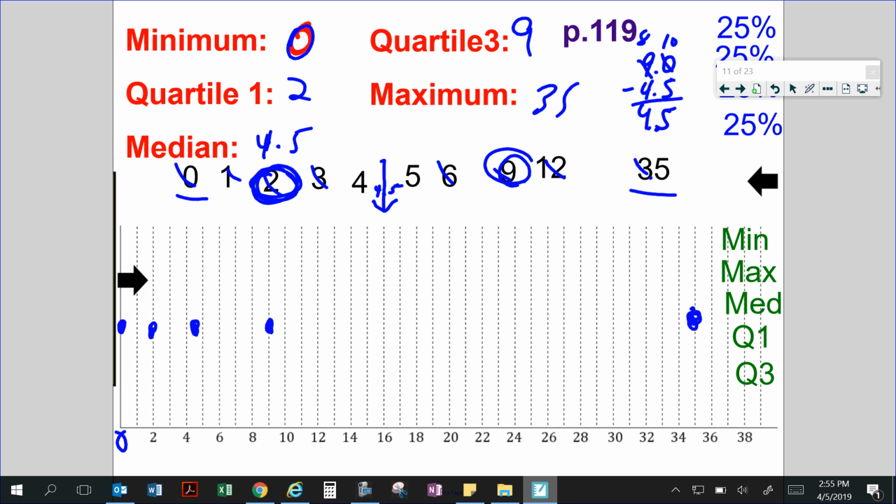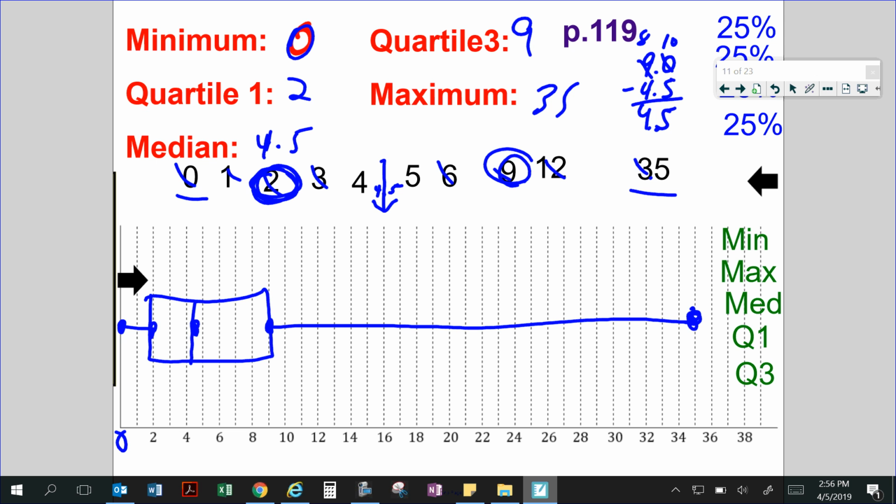Now we need to draw a box. The way you do it is this. You see these 3 dots in the middle? You draw a box around them. Then you draw a line going down here. That's the median. Then you connect these 2 dots, and these 2 dots. So that is called a box plot. It's like a box that's plotted on a line.